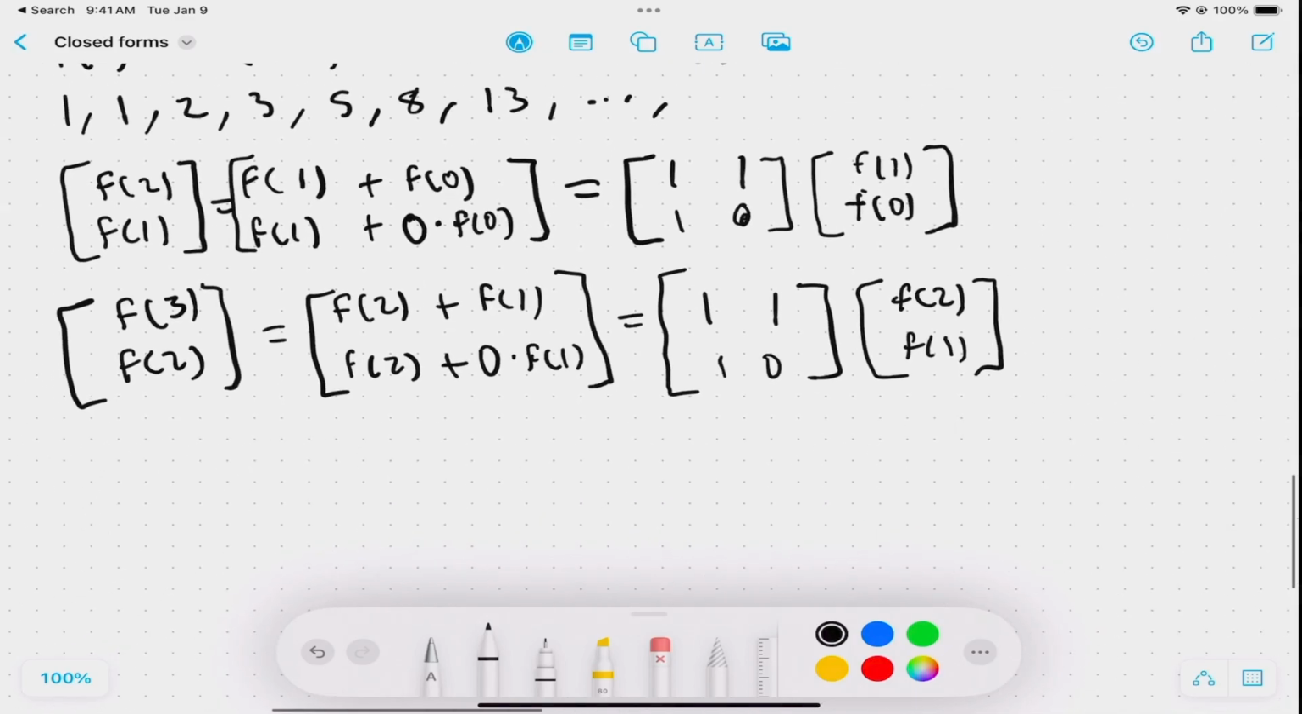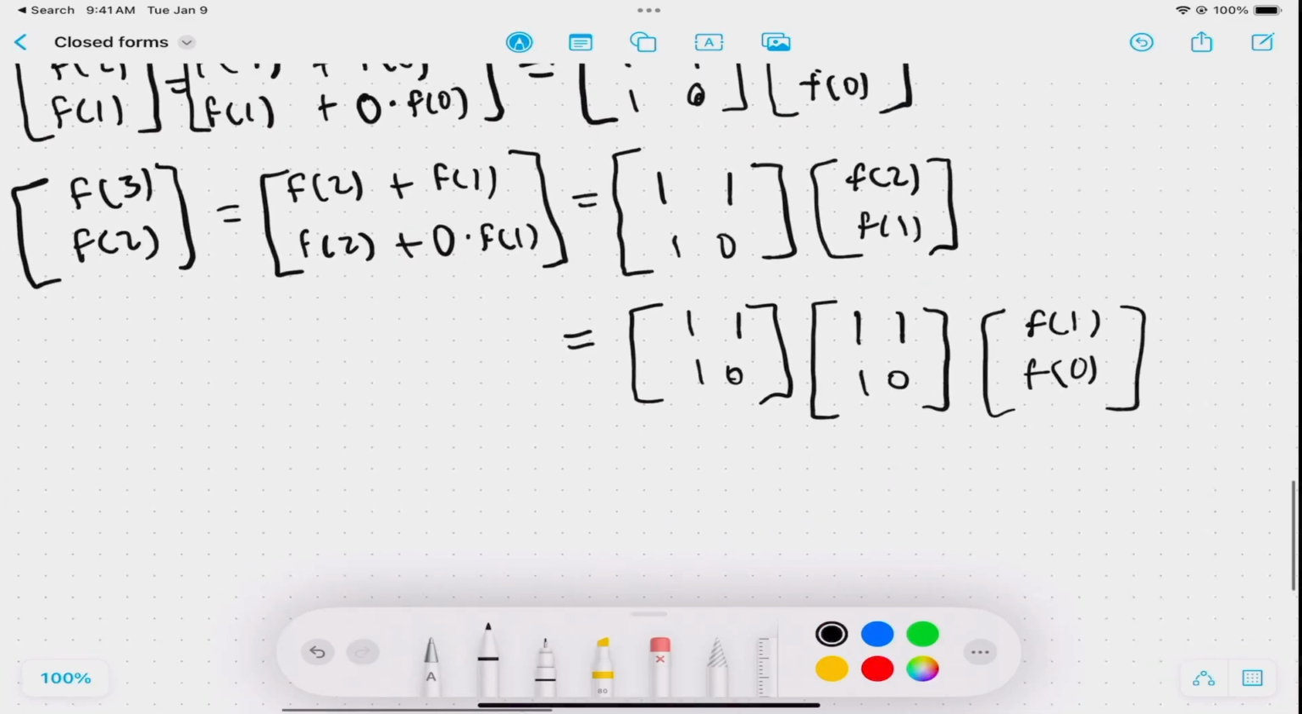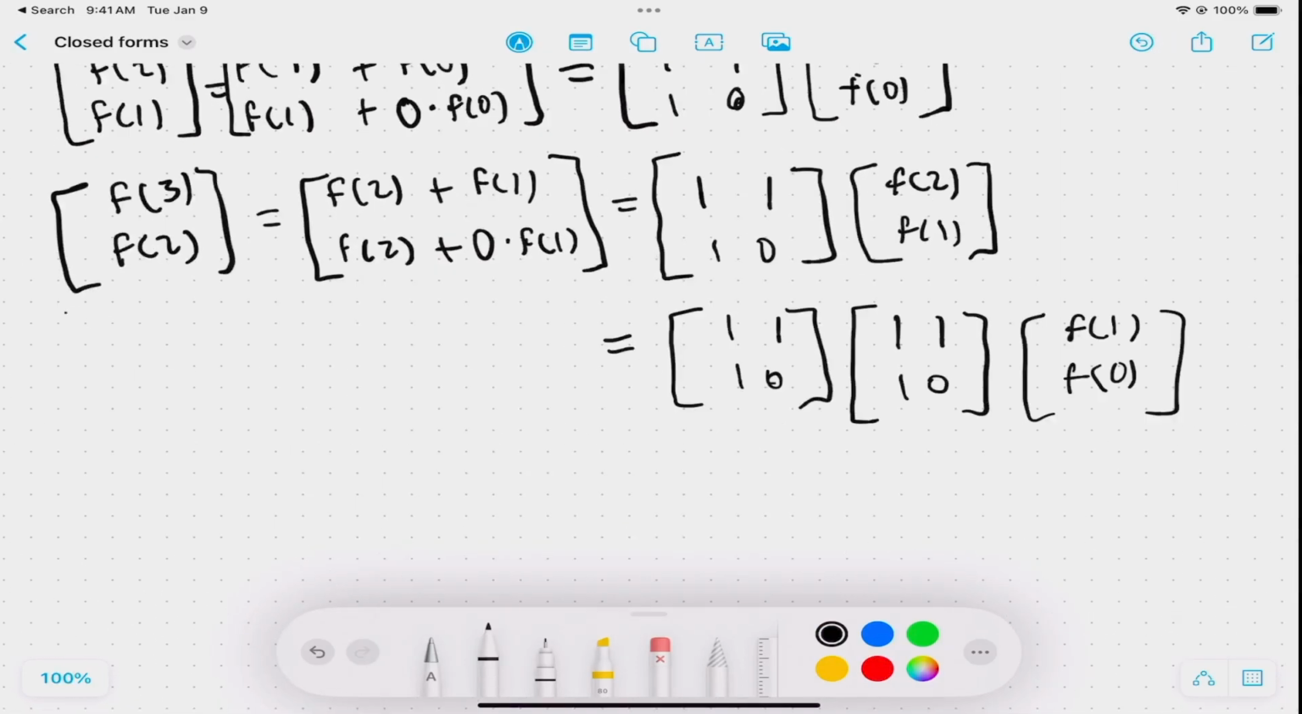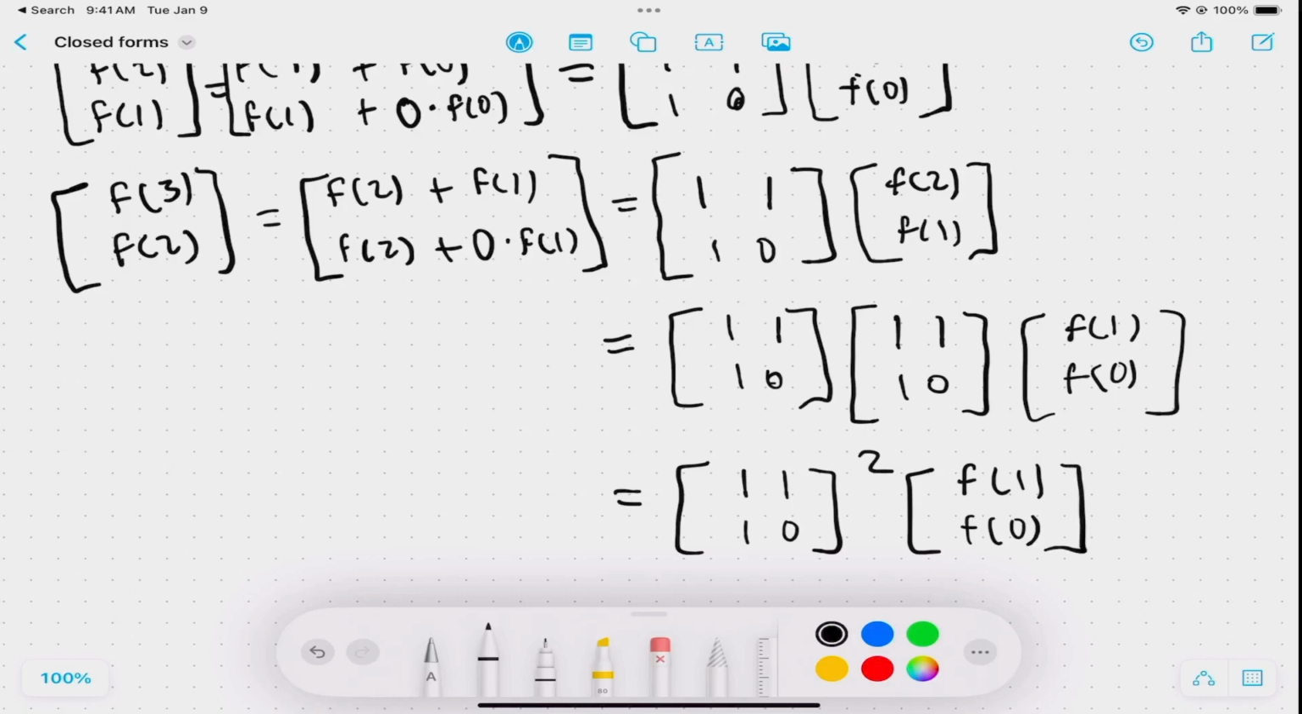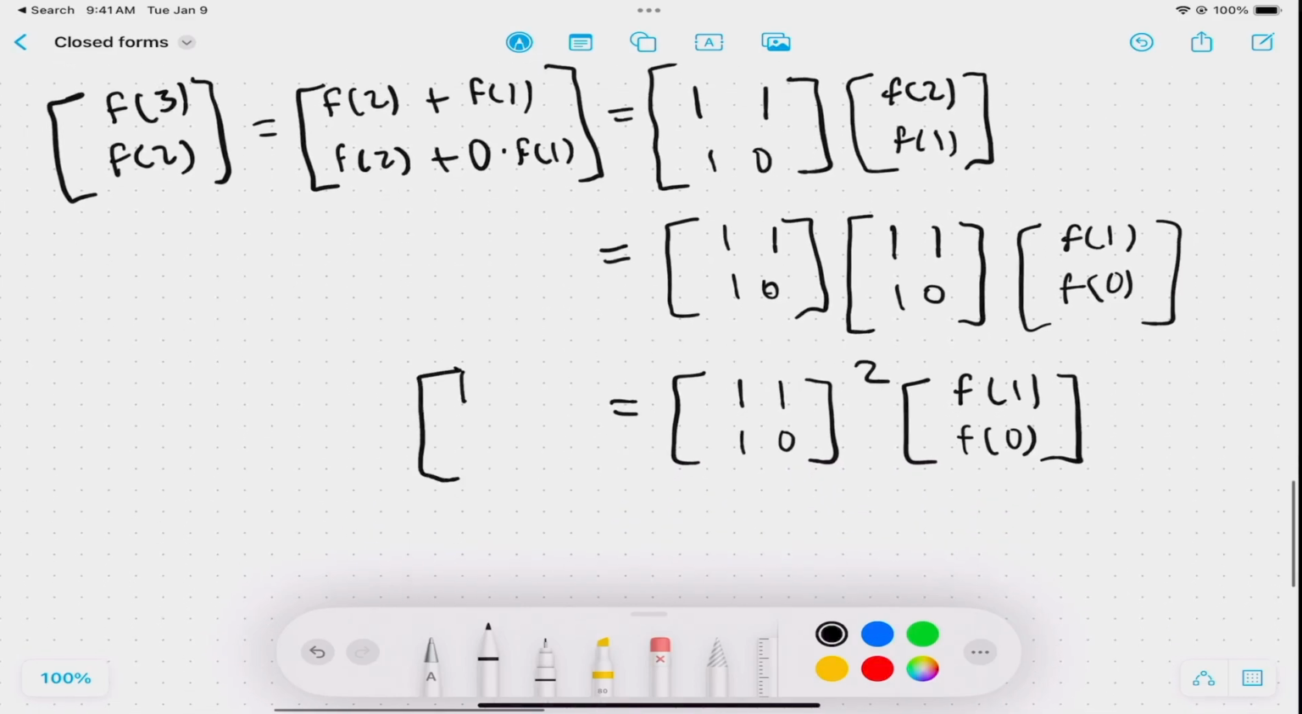And now we already know what this vector is equal to. It's f of 2 and f of 1 is equivalent to this, so we can substitute it into that. We find that f of 3, f of 2, this vector, is equal to this. And since these matrices appear twice, we can write it as it squared times f of 1 and f of 0. So I hope you're starting to see the pattern here. And now I'm going to do it in general.